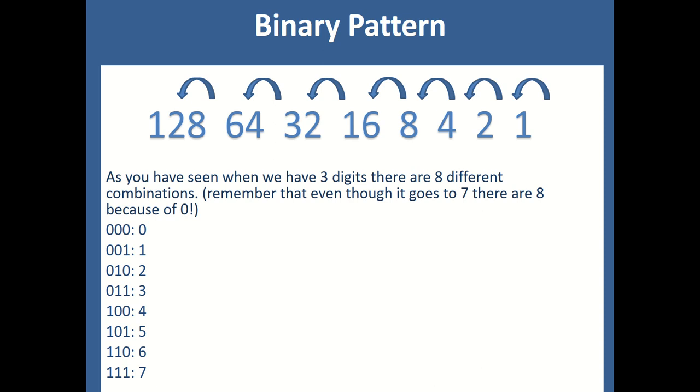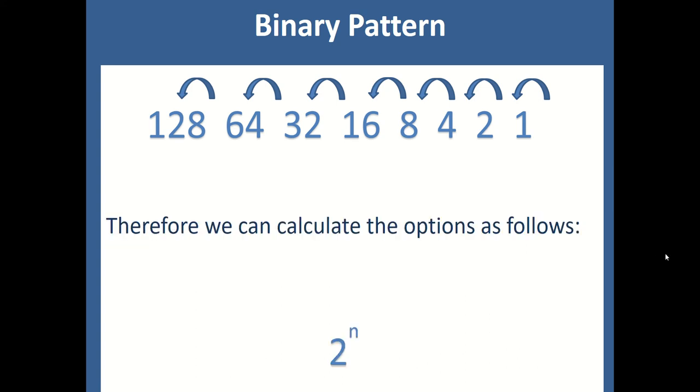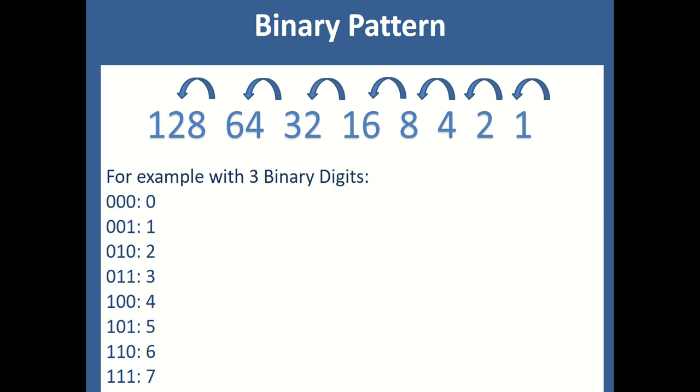When we increase that and we have 3 digits, as you can see, we can actually represent all the numbers from 0 to 7 because there are 8 different options. Remember, we start at 0, so even though it goes to 7, there are 8 options. And we can calculate this because of the following formula: 2 to the power of n. And we're going to explain this and have a look at this now.